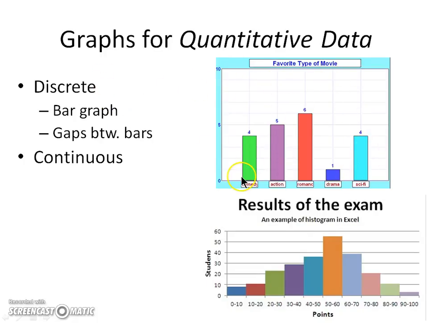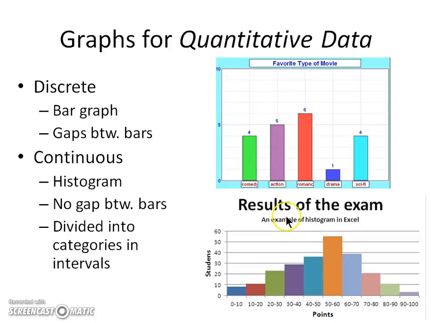Now the second one, the one at the bottom, is a histogram, and we use histograms to represent continuous data. As you can see here, there are no gaps. If you look at the x-axis, it is a continuation from 0 to 10, 10 to 20, 20 to 30, 30 to 40, all the way up to 100. There are no gaps between them. In this case, we can look at them as categories, and the categories are in continuation.